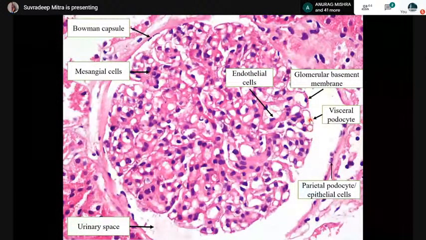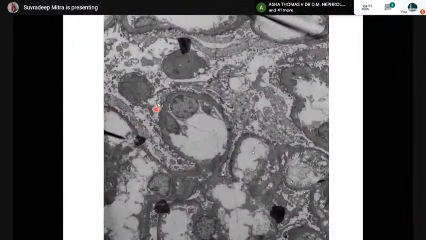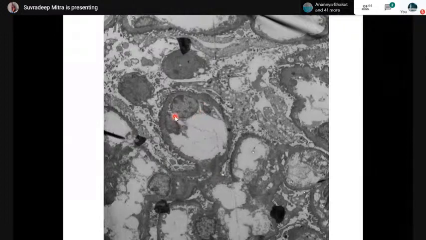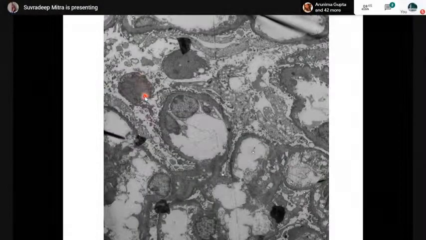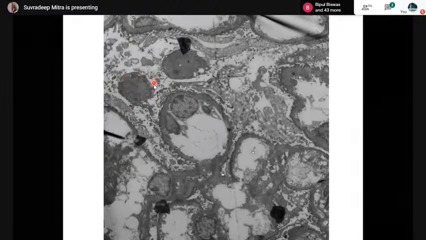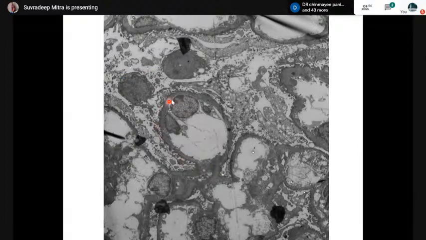If I trace it from here to here, that magnification I am showing here is electron microscopy, right? Underneath this, inside this black colored glomerular basement membrane, you can see one nucleus, two nucleus. So these are the nuclei of the endothelial cell, whereas just overlying it you can also see the nucleus of another cell. So this should be the visceral podocyte. So these are the two most important cells. So this is the visceral podocyte, this is the endothelial cell, and this is the glomerular basement membrane.